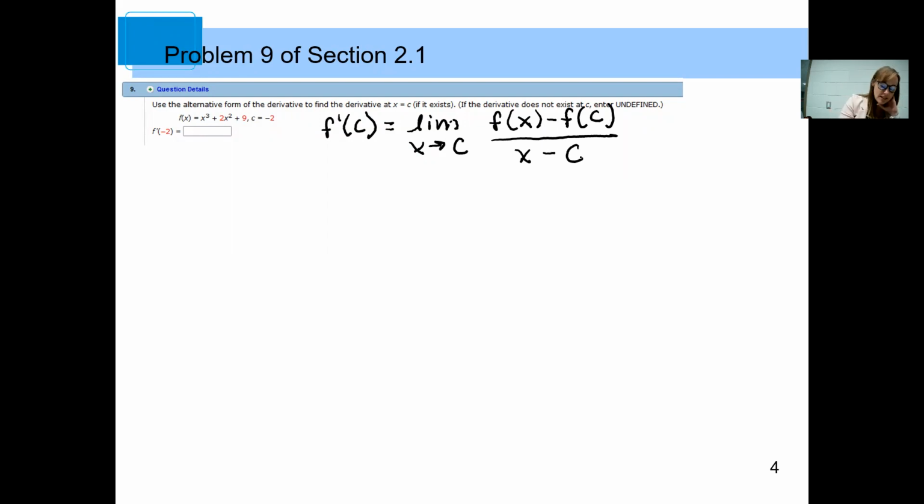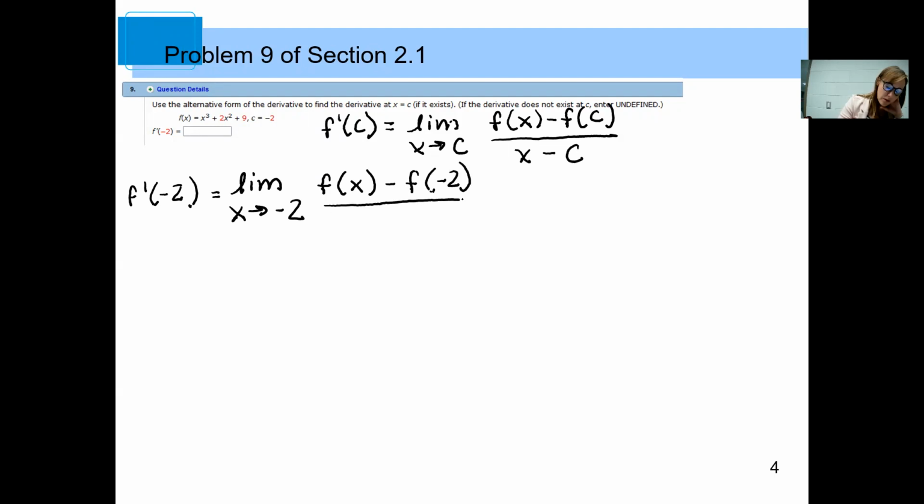Okay, now let's expand that. We know that c is equal to -2. So for f prime of -2, this is going to be equal to the limit as x approaches -2 of f of x minus f of -2, all together over x minus -2.